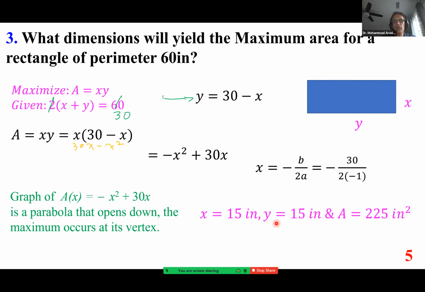So x is 15, y is 15, and the area is the product of the two, 225 inches squared. As always, word problem, we answer it with proper units, and bear in mind 15 inches. What it means is that a rectangle has a maximum area when it becomes a square ultimately.